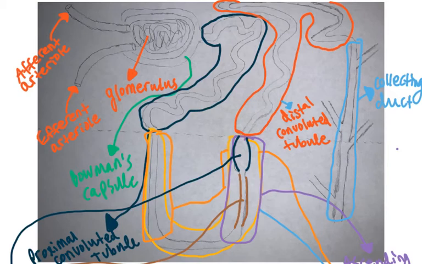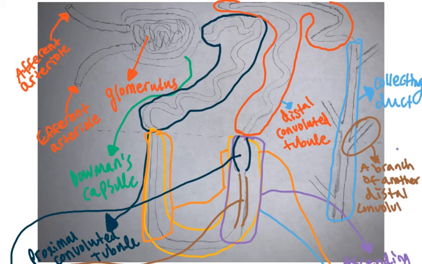All right. So let's label 1 for now. So like right here, this is a branch. So this is a branch of another distal convoluted tubule, right, of another nephron.